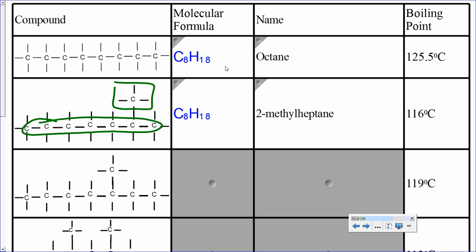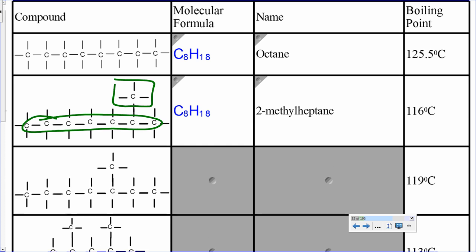What you're also going to notice is just by changing the length by 1 carbon and putting that branch on there, look at the change in the boiling point. The boiling point actually dropped to 116.